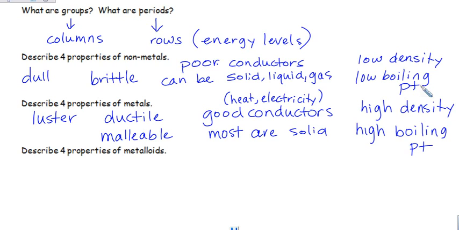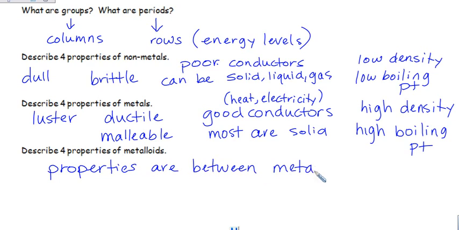So then you got these mysterious metalloids. Now, I get it says describe 4 properties. I could think of lots more than 4 properties for metals and nonmetals. I don't know. I mean, metalloids are these just kind of mysterious elements that seem to fall between metals and nonmetals. I might just write that as kind of a blanket statement. Their properties are between metals and nonmetals.